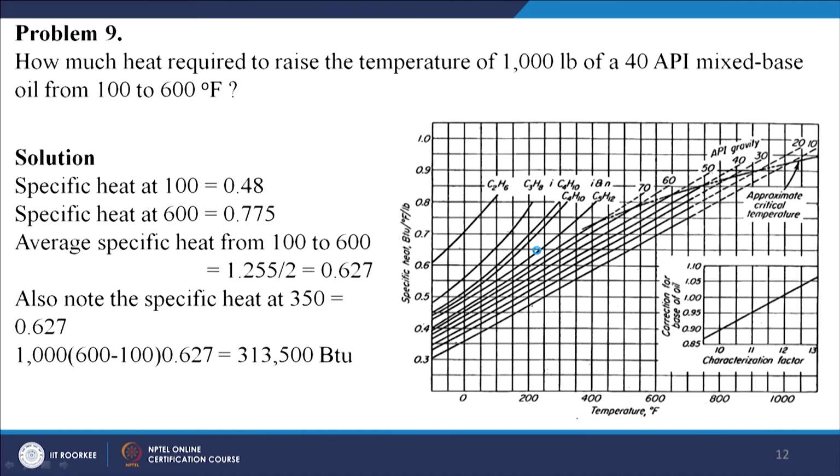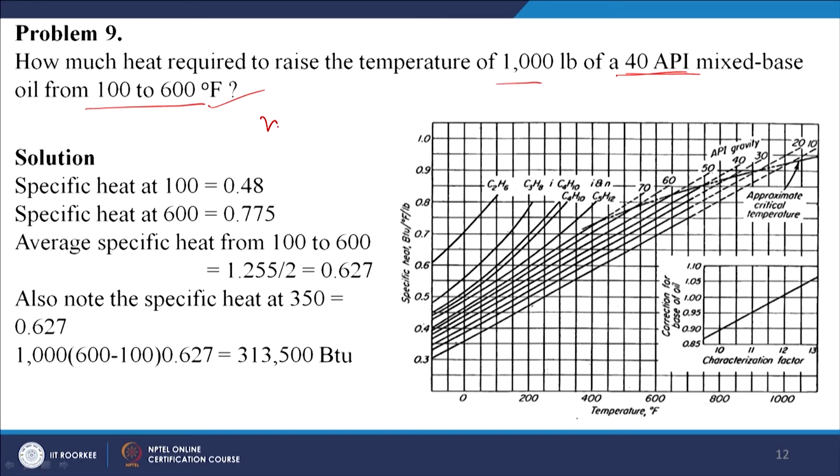Next problem says: how much heat is required to raise the temperature of 1000 pound of a 40 API mixed base oil from 100 to 600 degree Fahrenheit. So, how we can solve it? We have to define the average specific heat. So, average specific heat we have to determine within this temperature. If we can do it, then we will use it.